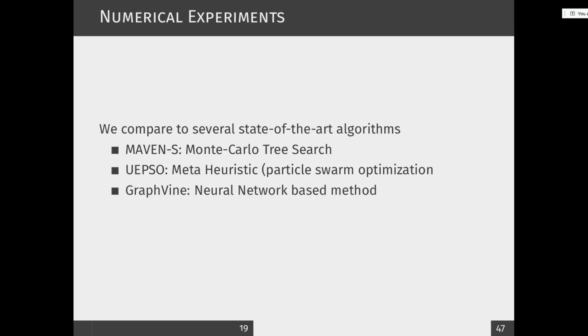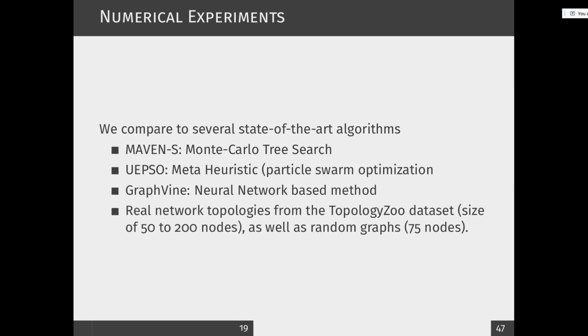So I've done a lot of numerical experiments on this approach. I compared it to Monte Carlo research, to a meta-heuristic, and to GraphVine, which is neural network based. And the comparison was done on real topologies from Topology Zoo. It's a data set available online, and also on random graphs.